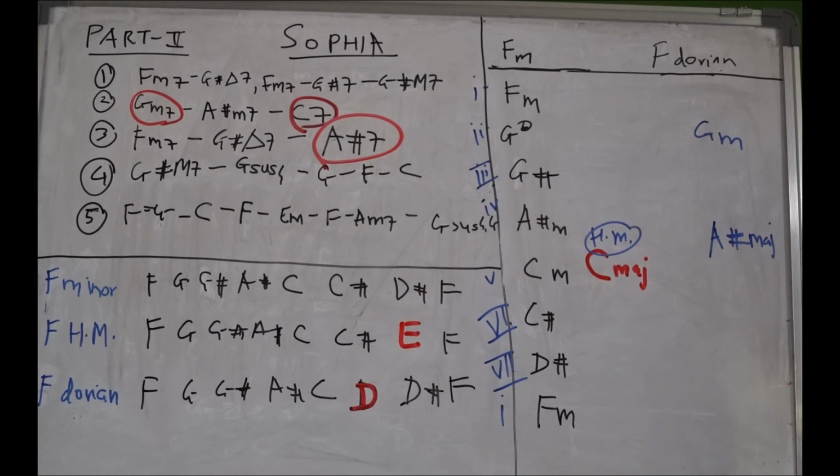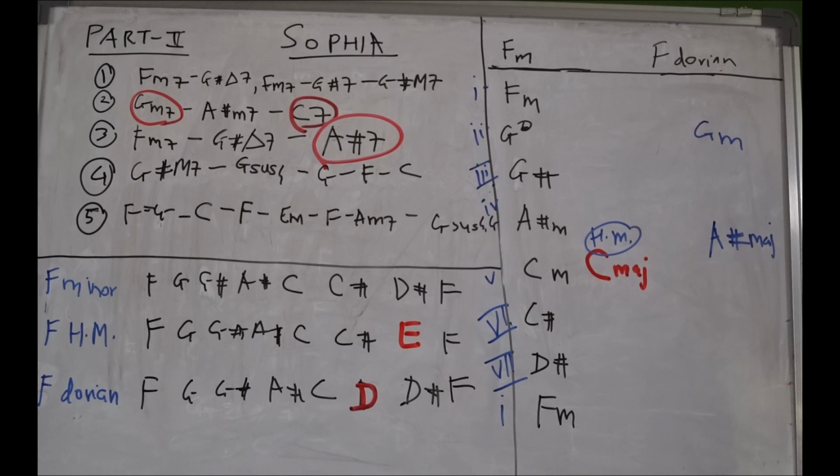So let's look at the chords now. For F minor scale, on the right side you can see these. The first chord is F minor, second chord is G diminished, that circle is G diminished and that's not used, so let's not talk about it. Then the third chord is used a lot, which is the G sharp major, and fourth chord is the A sharp minor, which is again used in this.